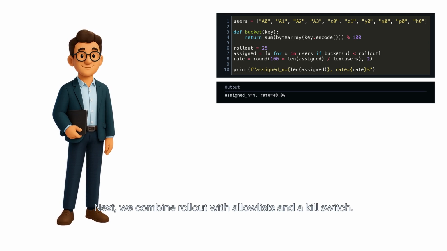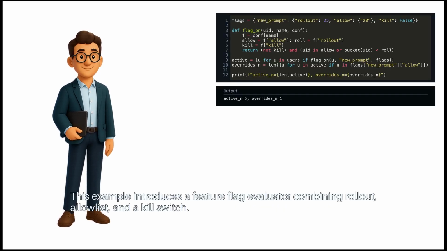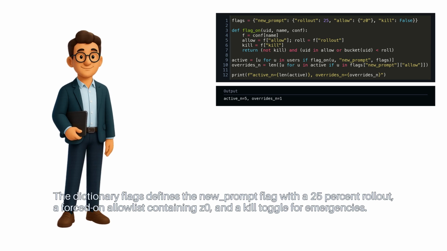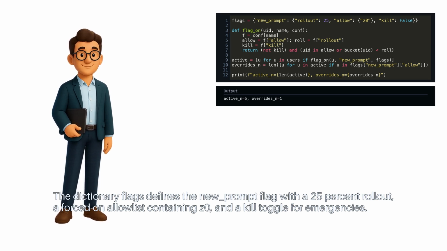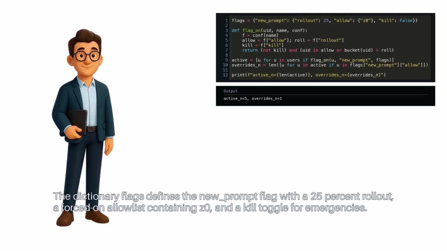Next, we combine rollout with allow lists and a kill switch. This example introduces a feature flag evaluator combining rollout, allow list, and a kill switch. The dictionary flags defines the new prompt flag with a 25% rollout, a forced-on allow list containing Z0, and a kill toggle for emergencies.